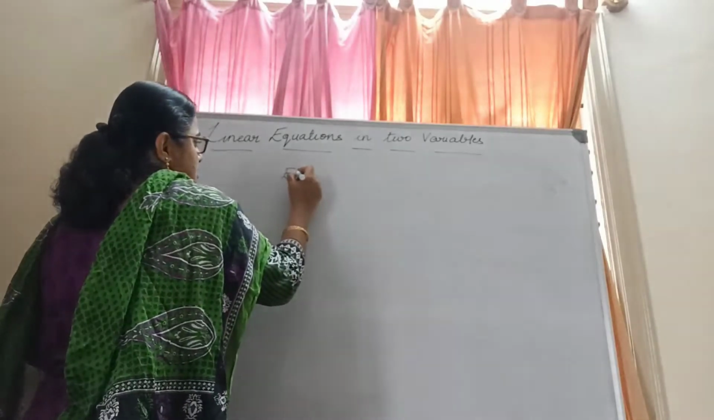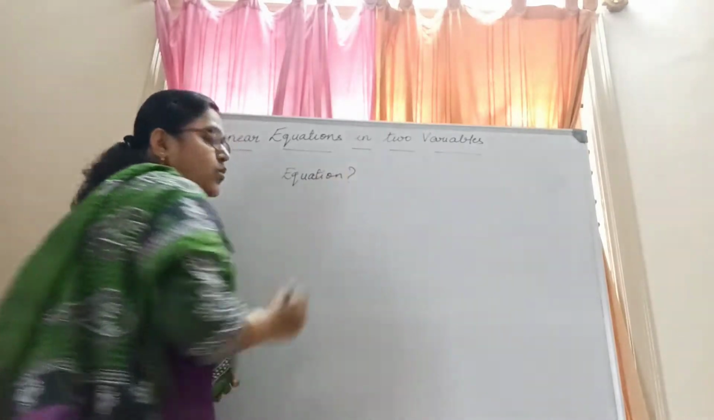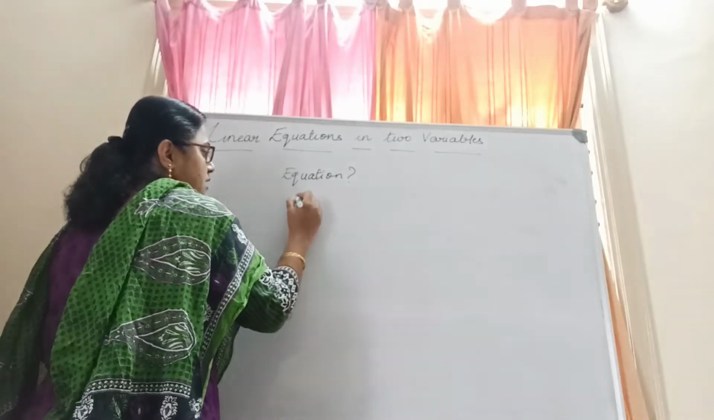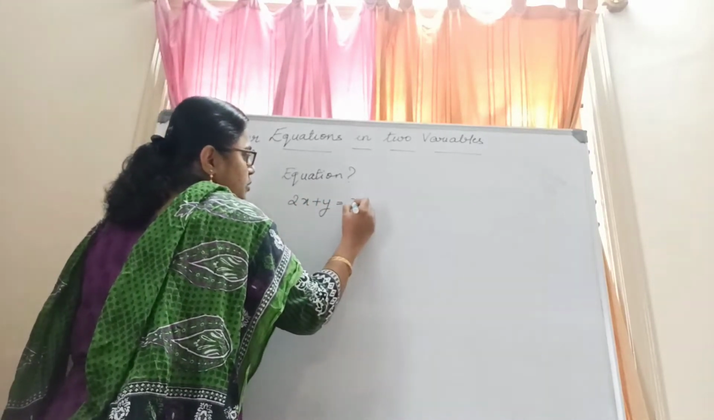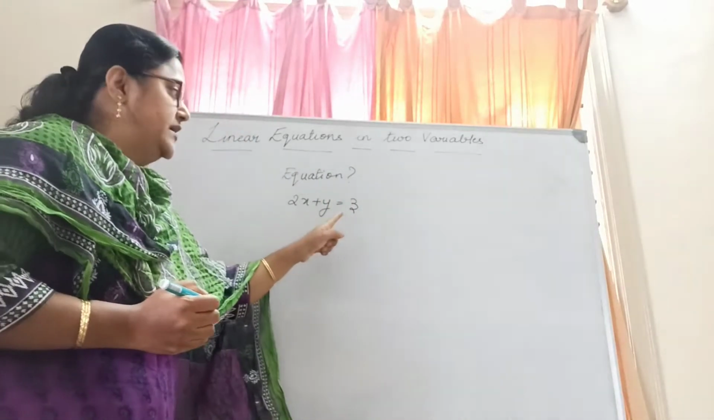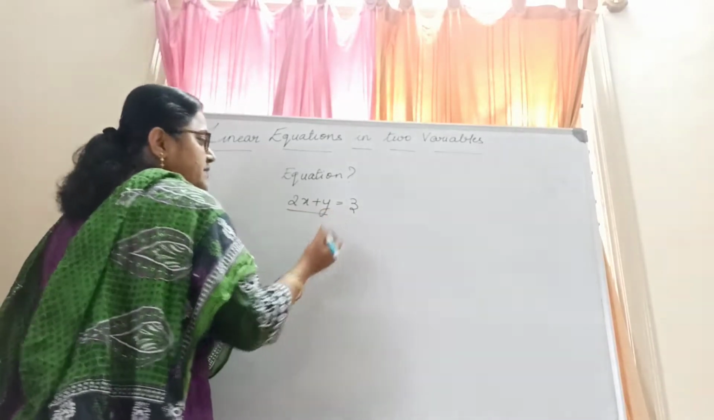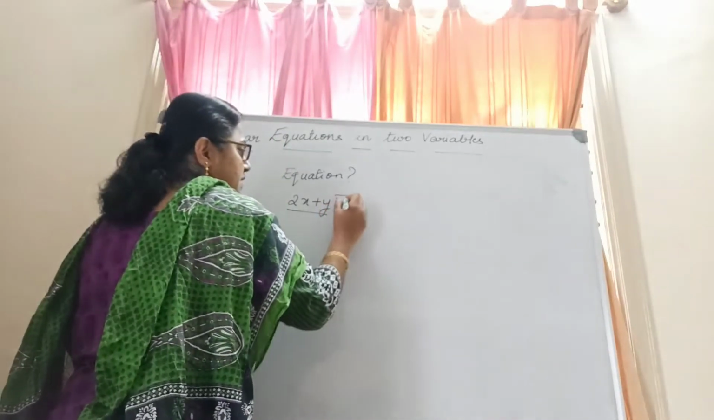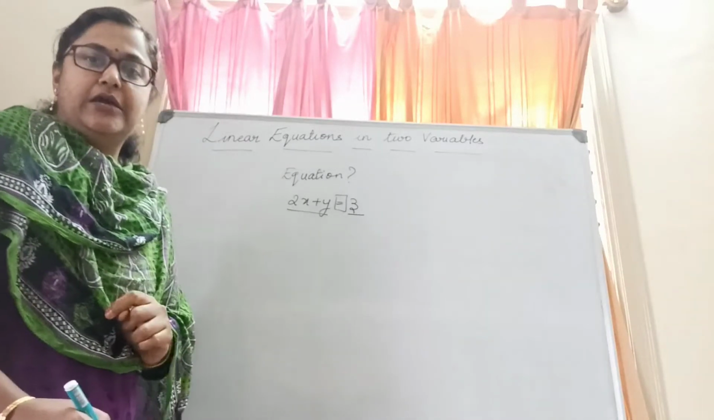What is an equation? You all might have heard about the word equation. An equation is nothing but a statement in which two expressions are equated to each other. Say 2x plus y is equal to 3 is an equation. Here the expression 2x plus y is equated to 3 with the help of an equal to symbol. So this is what is called an equation.